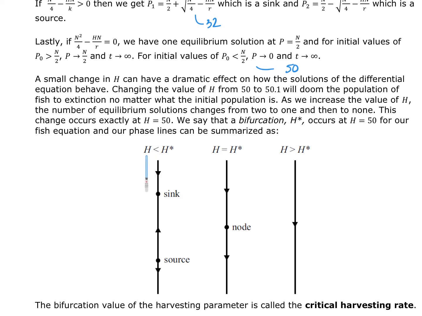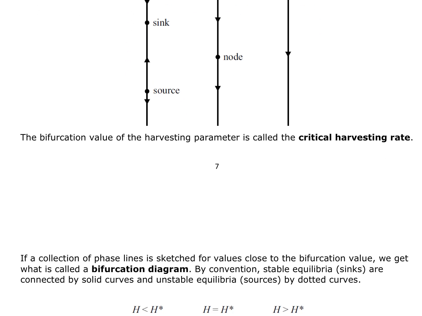So here is when H is less than H star, and H star is the bifurcation, which in our case was 50. So when we had H less than 50, the harvesting amount was less than that 50, we had this. When it equals 50, we had this. And if it was greater than 50, we had this. The bifurcation value of the harvesting parameter is called the critical harvesting rate.